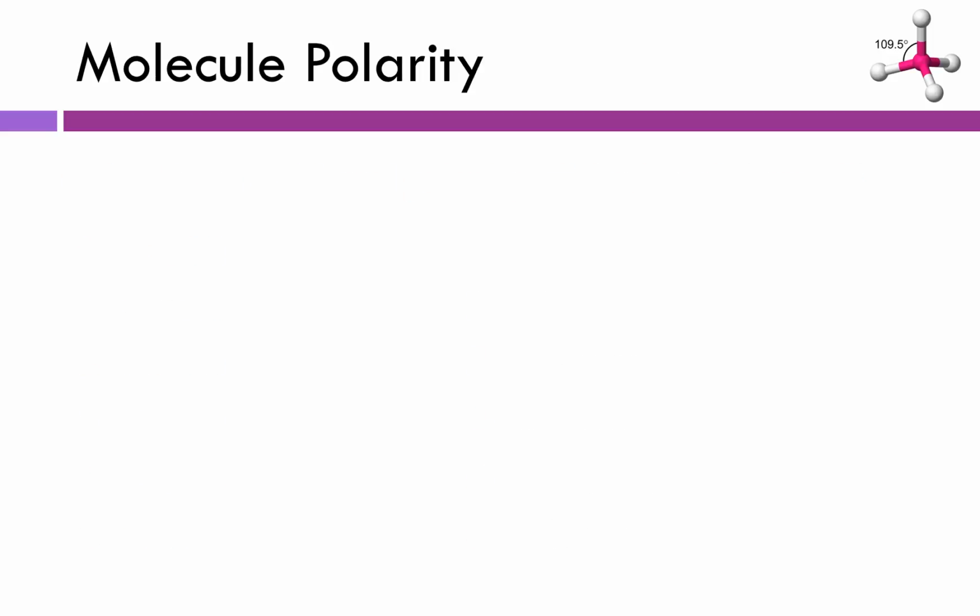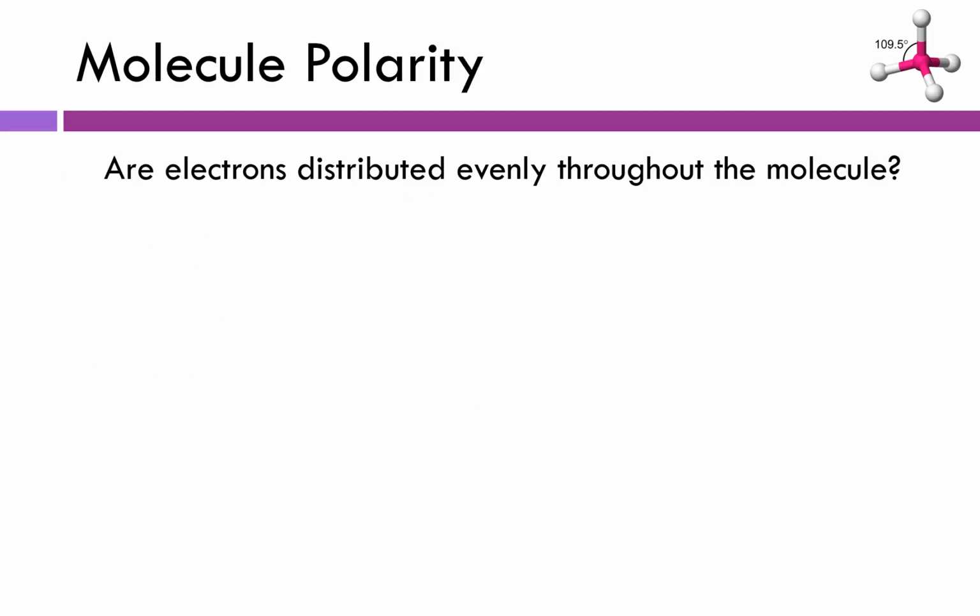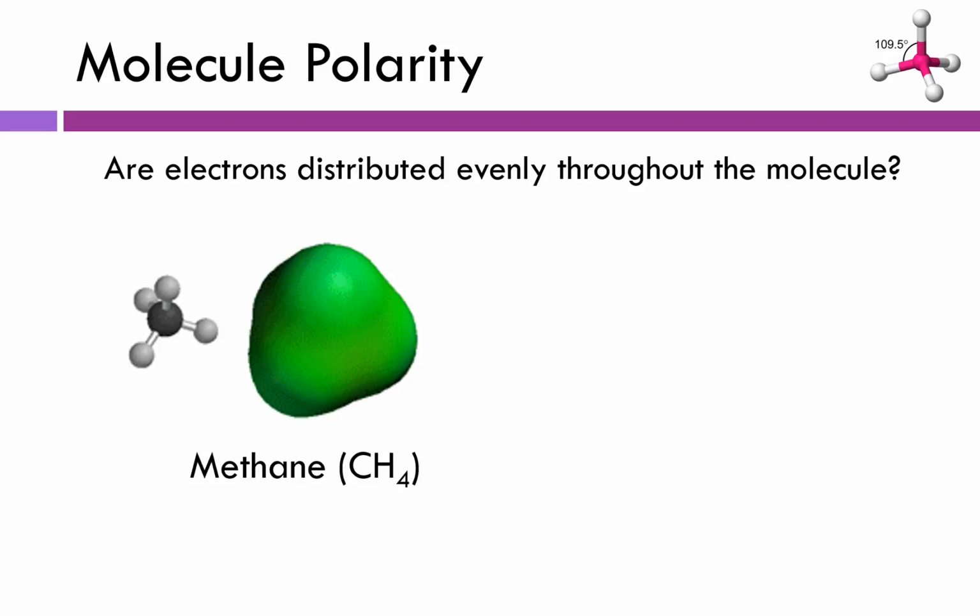Molecule polarity is a little bit more involved. Instead of asking are electrons being shared equally between two atoms, we're looking at the distribution of electrons throughout an entire molecule. So something like methane, CH4, and again we've got this kind of electron cloud diagram as well. We can see that it's all the same color. That's suggesting that electron density is pretty even throughout the entire molecule.